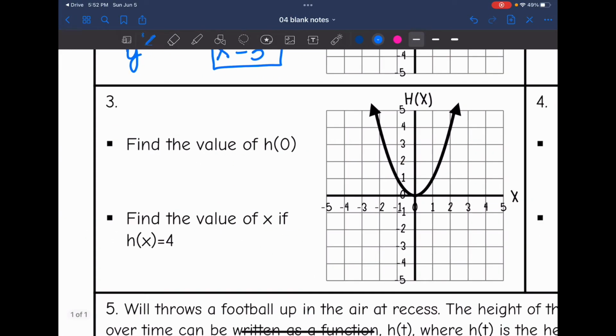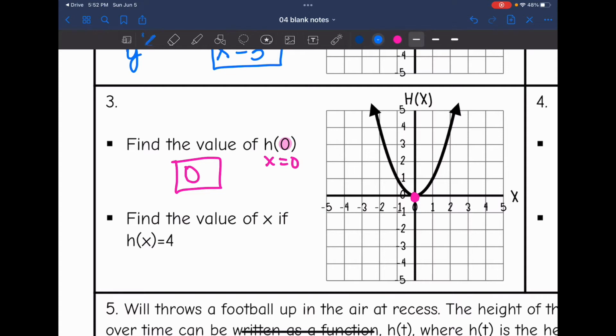All right, let's look at number 3. It says find the value of h of 0. So that gave me an input inside the parentheses where x is 0. So I'm just going to go to where x is 0 on my graph, which is right here. And that is the origin, so the y value is also 0 there.